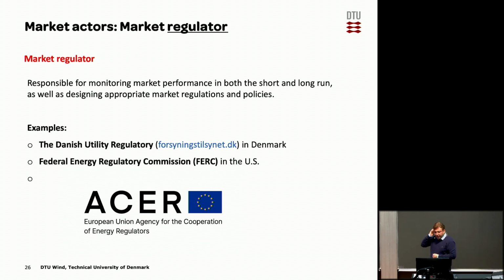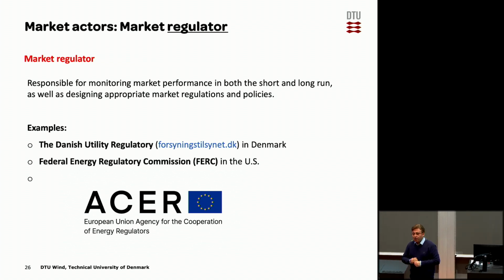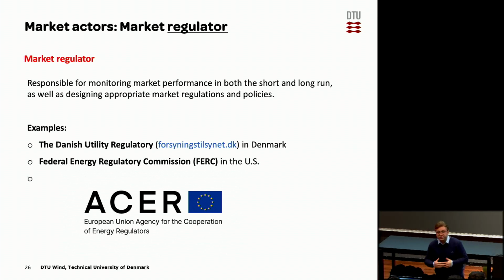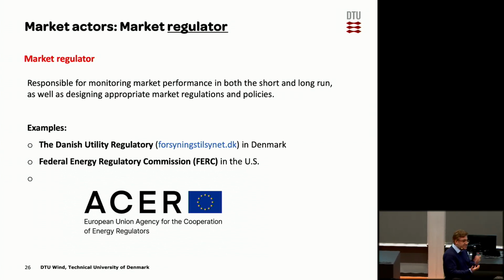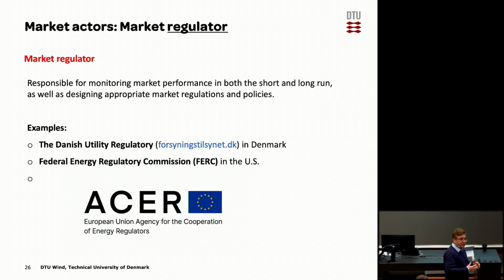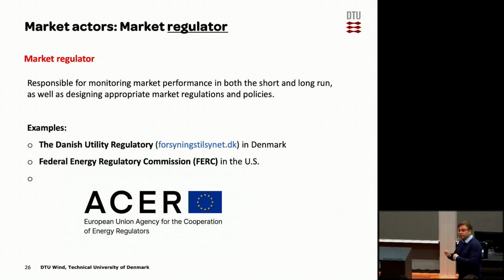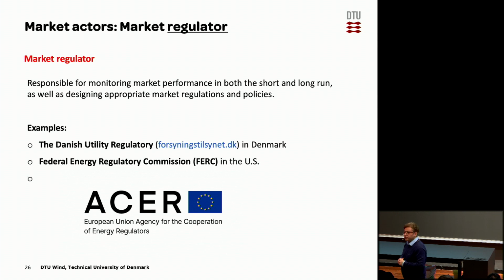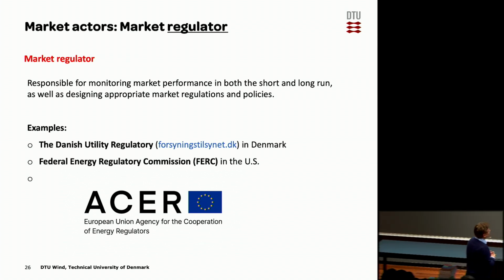Good. The next market actor that I would like to tell you about is the market regulator. The market regulator is the entity that supervises and monitors the market performance, and when it sees that something is not working well, it has the right to change the policies. Also, for example, if market operators or TSOs want to change something, they have to get approval of the market regulator. In Denmark, the market regulator is the Danish Utility Regulator.